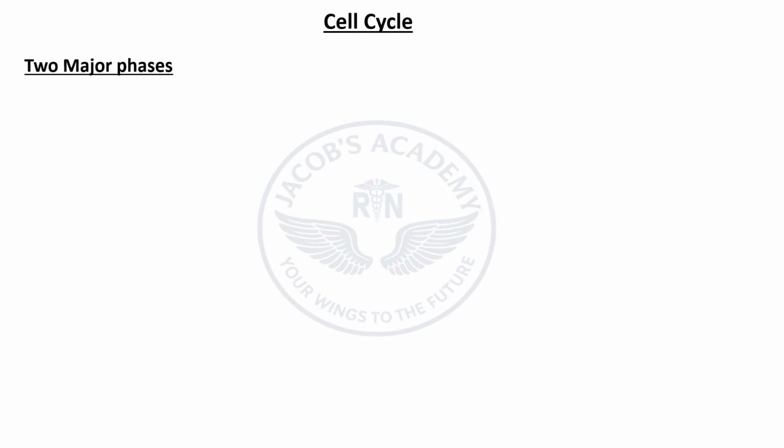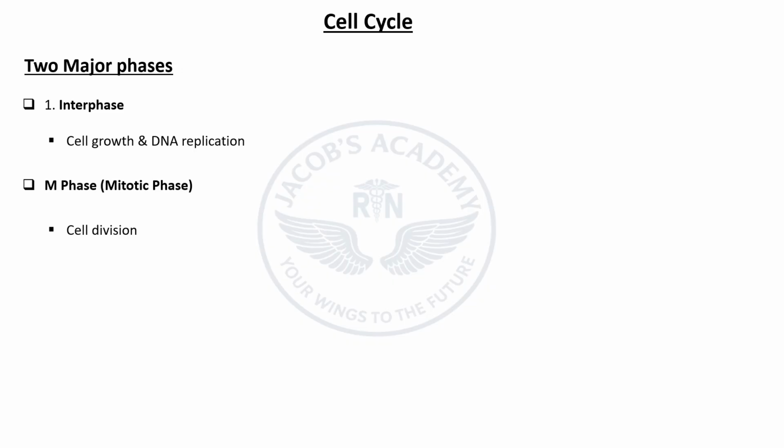Here we can see two major phases. The first one is interphase, where the cell grows and copies its DNA. And coming to M phase, where the cell divides to form two new daughter cells. This cycle helps the body grow and also repair the tissues.